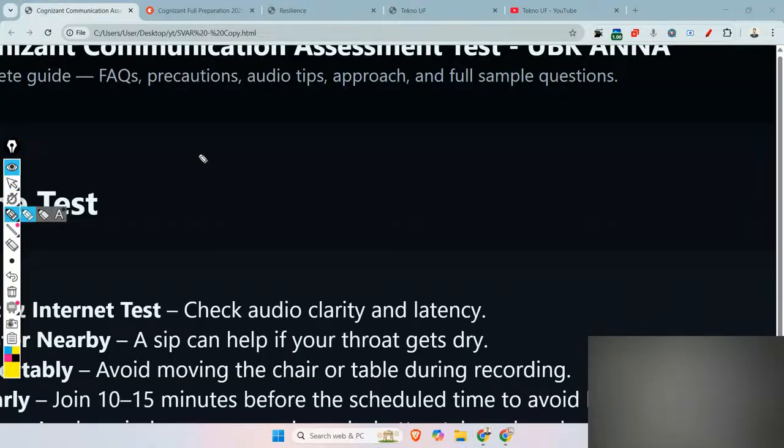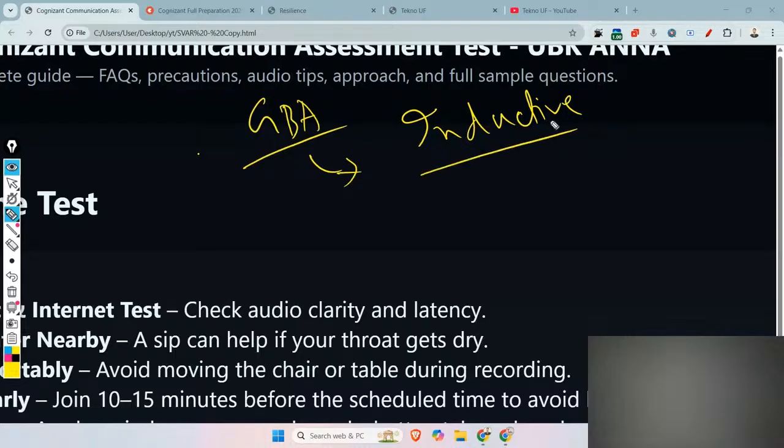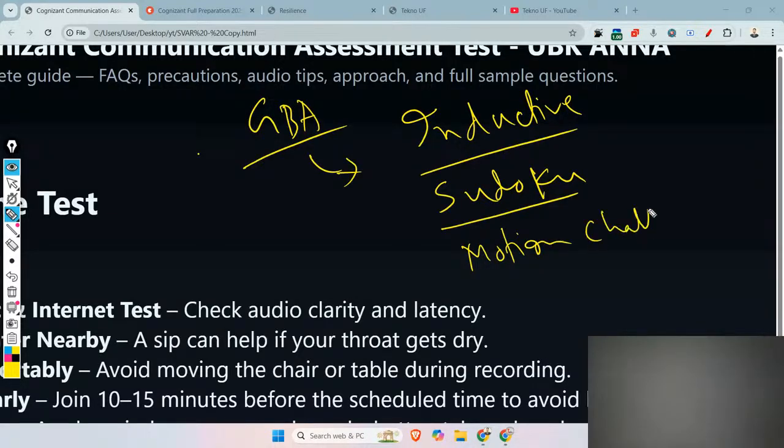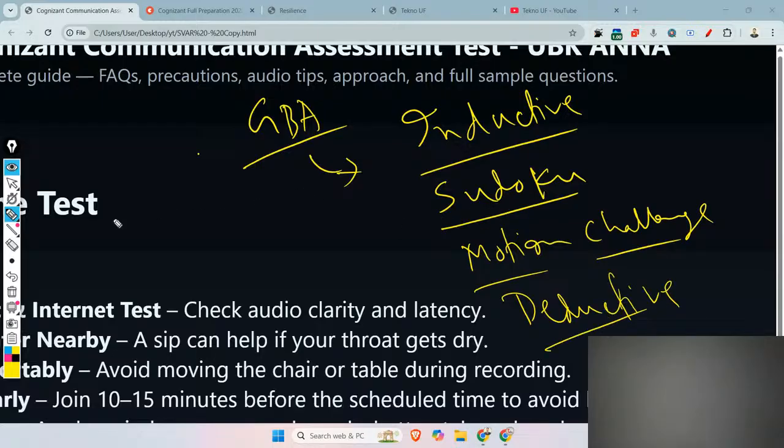Now let me discuss essay writing and also game based aptitude. So for game based aptitude, what you have to prepare: there will be some sections called inductive reasoning, Sudoku based problem, motion challenge, and there are some other sections as well, like deductive reasoning. Let me go through all of these one by one.